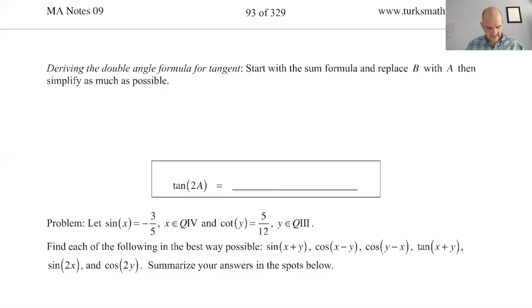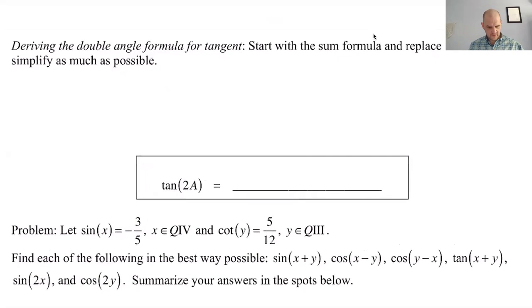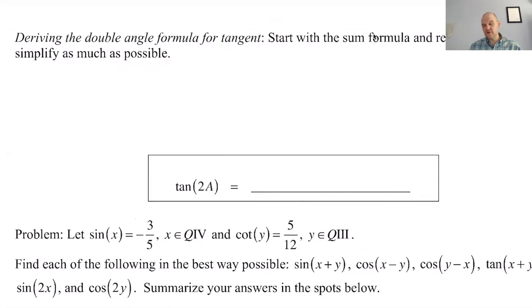All right, we're back. We're on page 94 of math analysis, and we are going to now find the double angle formula for tangent. We just found the sum and difference formulas for tangent. We found the half angle formulas for sine and cosine. We found a lot of stuff. This is the 14th formula. And so when we know this, we will know all 14 of them.